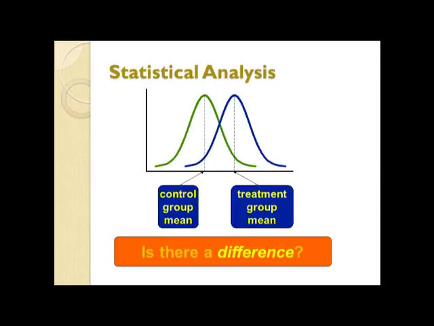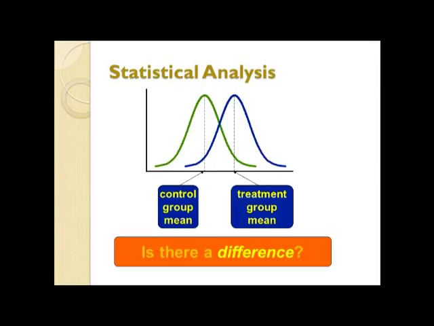For example, if we do a study wherein we are trying to look at treatment given for control of blood pressure, we have two groups: a group which receives a particular treatment and a group which does not receive treatment. The group which receives treatment we consider as the treatment group, whereas the group which does not receive treatment is considered as the control group.